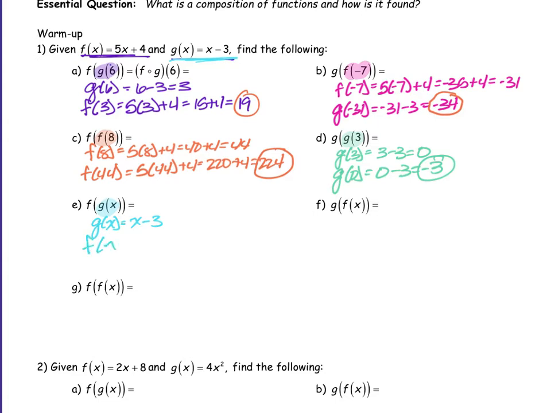So I get f of x minus 3, which is 5 times x. My new x is x minus 3, plus 4. Distribute. So I get 5x minus 15 plus 4 is 5x minus 11. Sorry, that should be an equal sign, and that should be an equal sign. 5x minus 11.